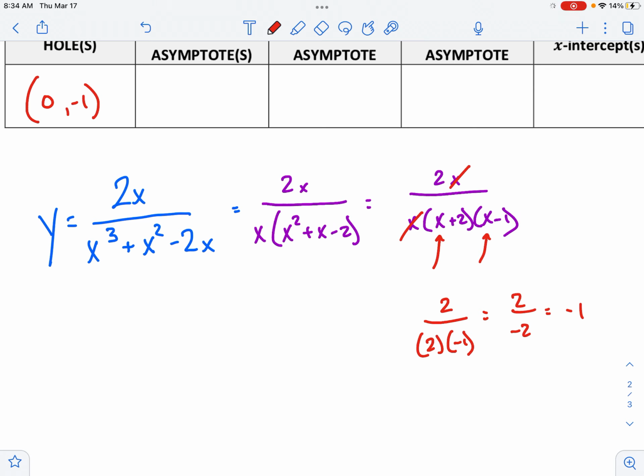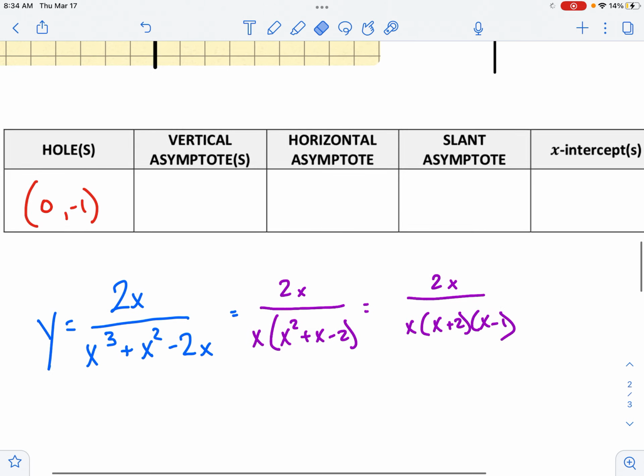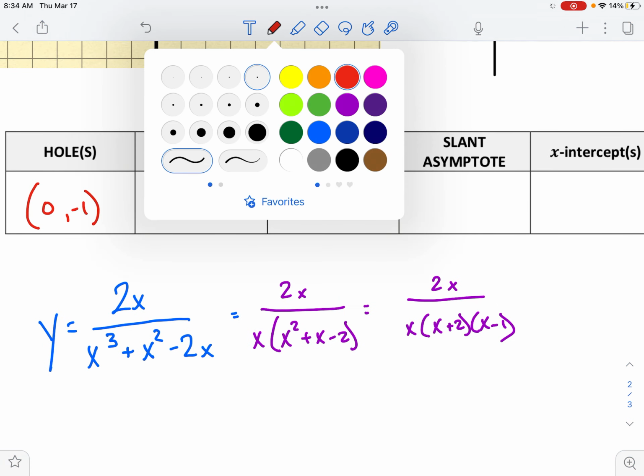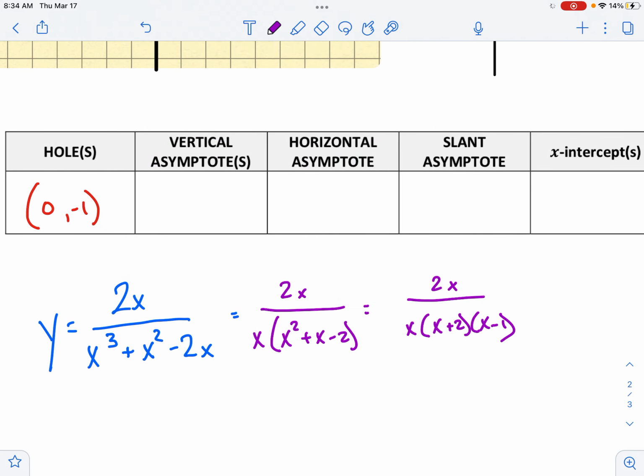All right, having said that, let's clear off some other stuff here. Just neaten everything up again, right? You can always pause the video and go back and look. Now let's deal with asymptotes. I'll get back to a normal color in purple.